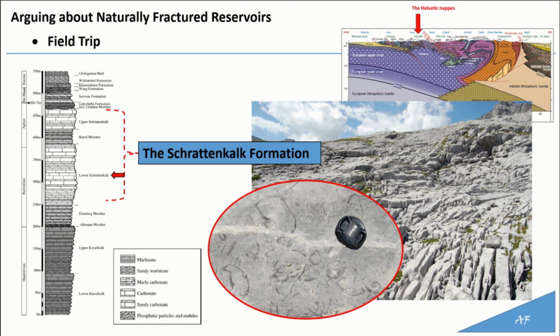The lower Schrattenkalk is composed of approximately 150 meters of bioclastic and oolitic limestone, which includes increasing amounts of rudist and coral remains toward the top. The Rawill member consists of approximately 20 meters of well-bedded limestone and marly limestone. The upper Schrattenkalk is represented by 30-50 meters of coarsely bedded bioclastic limestone, which is again rich in rudist and corals toward the top.